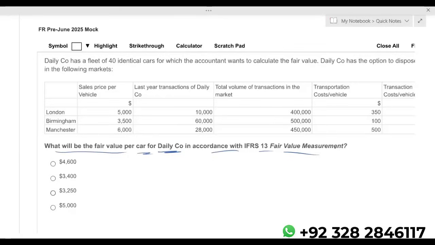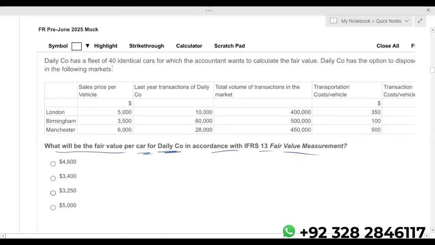Principal market is the market where we have the highest volume of similar transactions, and fair value is equal to selling price minus transportation cost. We never deduct transaction cost. Transaction cost is a characteristic of the transaction. So fair value under IFRS 13 is equal to selling price minus the transportation cost, not the transaction cost.